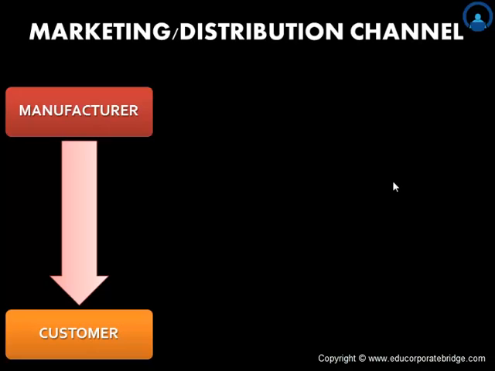Marketing and distribution channel. Now we'll learn about the various distribution channels in retailing. A manufacturer supplies the products or services to the customer directly. Here we see that there is no intermediary between the manufacturer and the customer. The manufacturer directly sells to the end consumers.